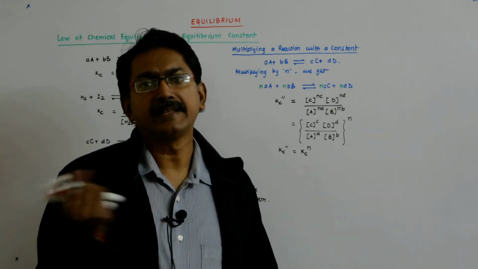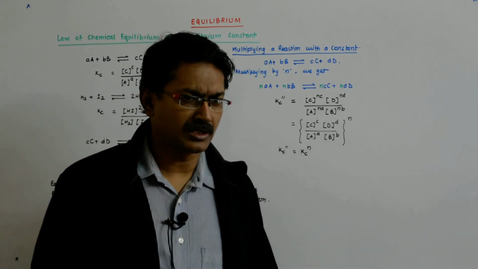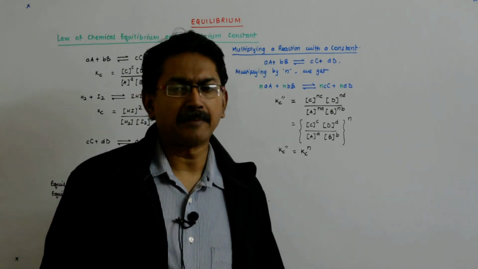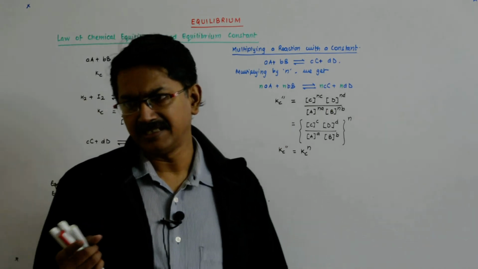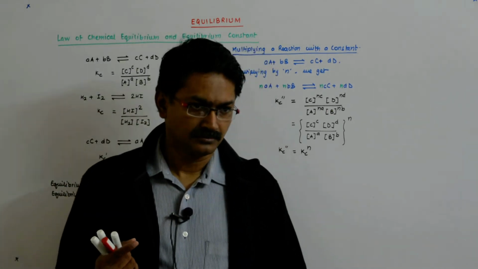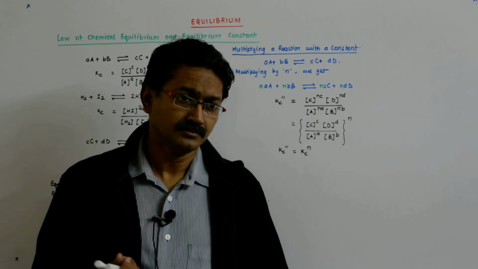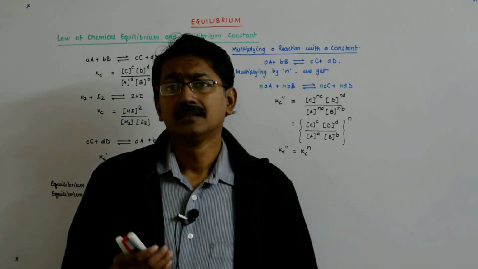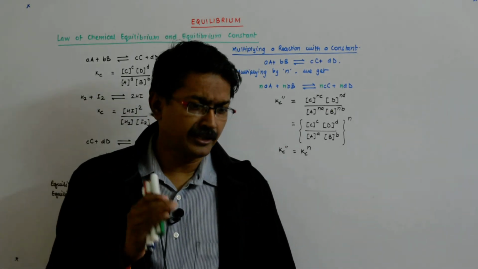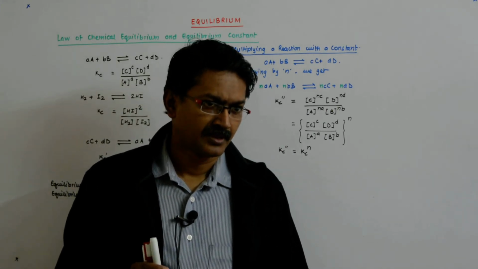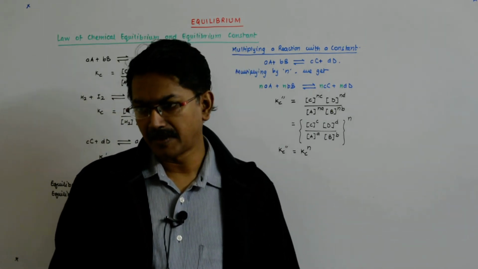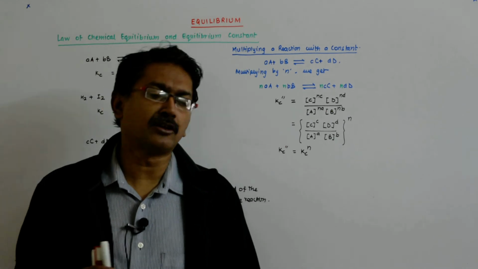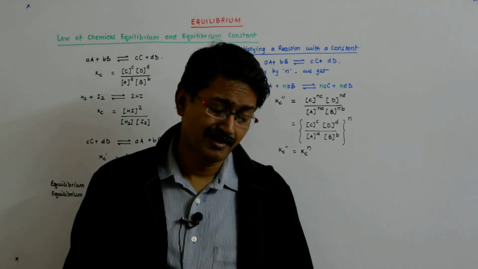Otherwise, suddenly the whole interpretation will change. We'll soon come to that. For example, any value of Kc that is greater than 1000 is considered to mean that at equilibrium there will be predominantly products, and anything that is less than 10 to the power minus 3 means it is predominantly reactant.